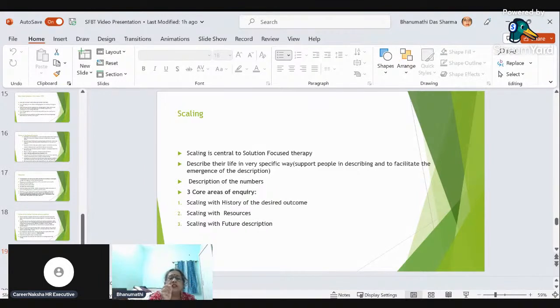So suppose you realize that you are at 3.5 or 4. What is the first indicator that will tell you that you have moved from 3 to 3.5, or you are at 3.5 and not at 3? Then they will tell you what else, what else. Like that, you can go for detailed description of the scaling question.